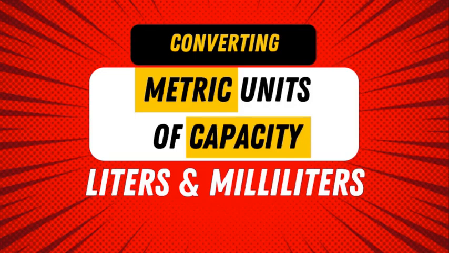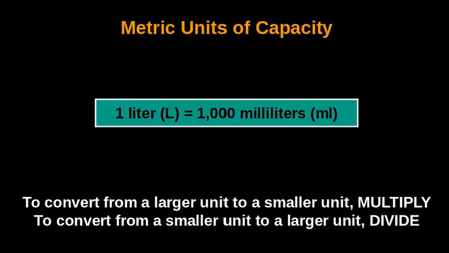In this video, we'll look at how to convert the metric units of capacity, and we're looking at liters and milliliters. 1 liter equals 1,000 milliliters. To convert from a larger unit to a smaller unit, you multiply, and to convert from a smaller unit to a larger unit, you divide.